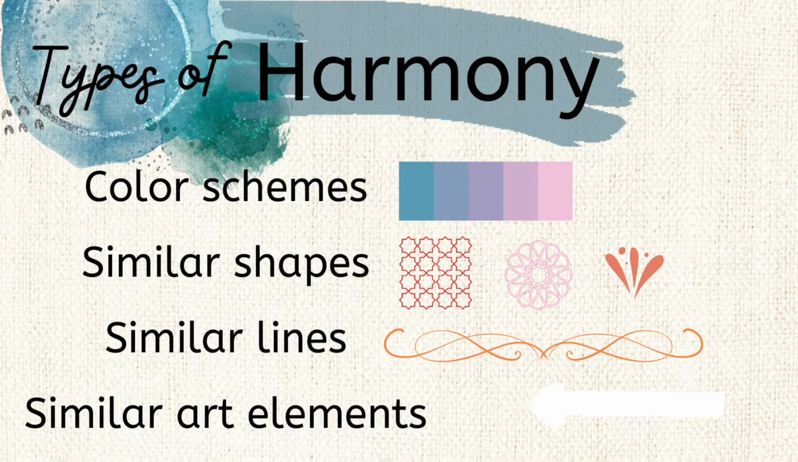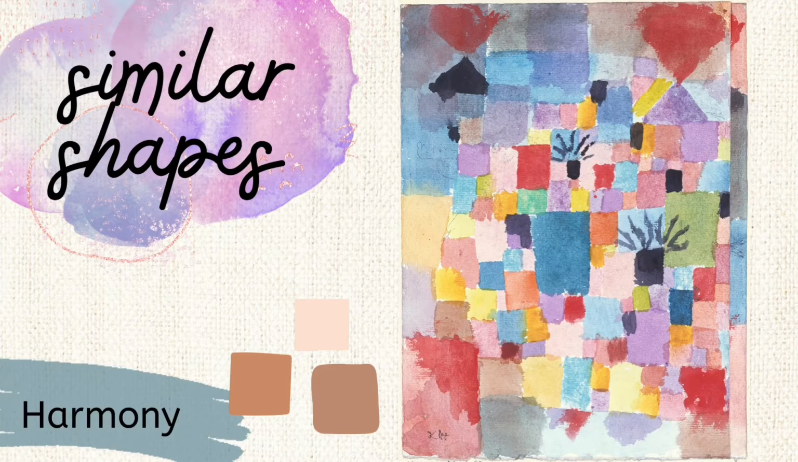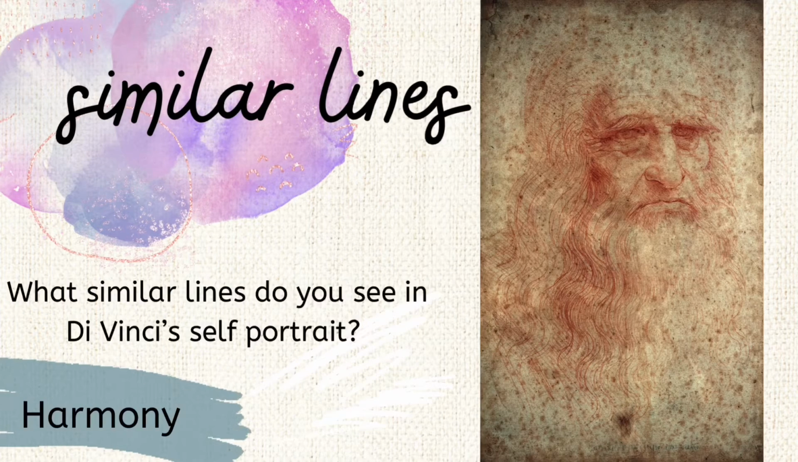Some types of harmony include color schemes, similar shapes, similar lines, pretty much any similar elements. This painting by Monet uses a similar color scheme. This painting uses similar shapes, organic squares, and rectangles. What similar lines do you see in this self-portrait by Da Vinci?